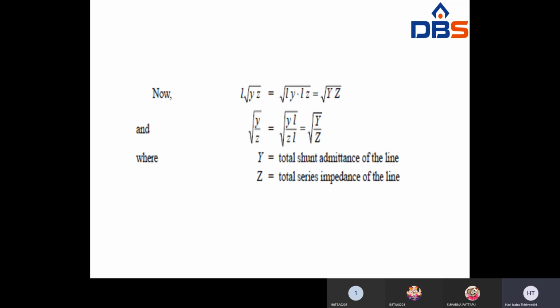So now L root yz is equal to L. If we take this L into the root, it becomes L squared, which is L into y, L into z. So length per admittance per kilometer, impedance per kilometer, that is y into z, capital Y, capital Z. Small y, small z per kilometer is the admittance, total shunt admittance of the line per kilometer, total shunt impedance of the line per impedance, that is y by z is equal to y into L, that is y by z.